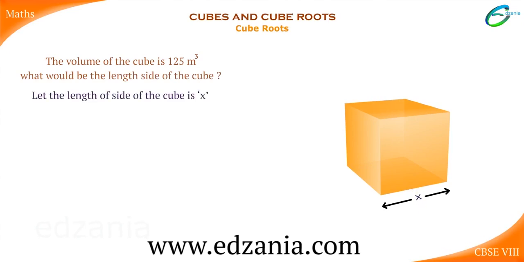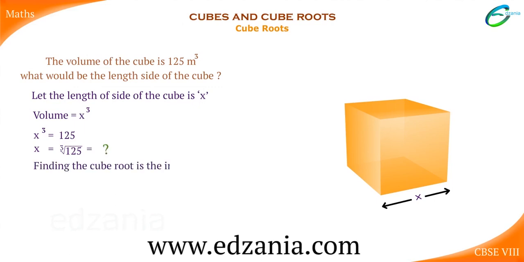Let the length of side be x. Then volume of the cube is x cube. x cube is equal to 125. x is equal to cube root 125. How to find the cube root of 125?